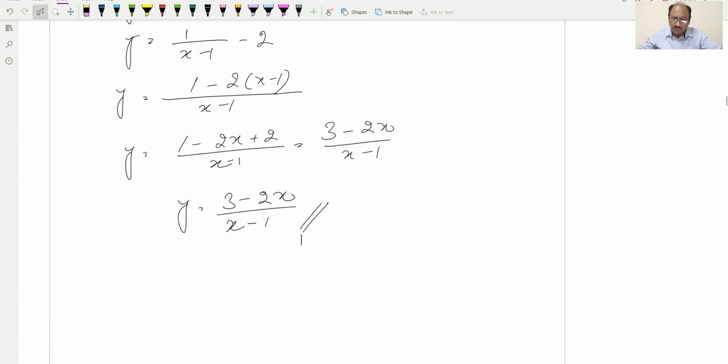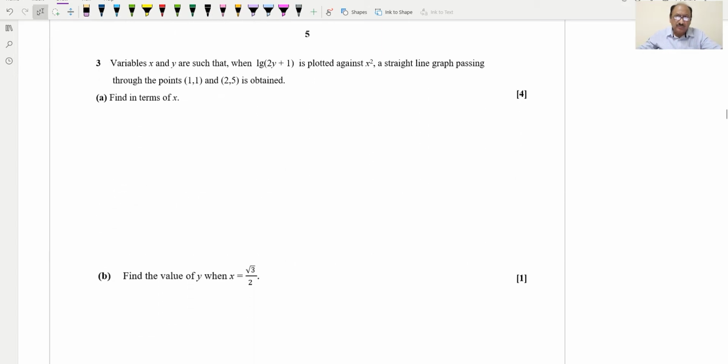Hopefully you understood this. Now here comes question number 3, and question number 3 says variables x and y are such that when log of 2x plus y is plotted against x square, a straight line graph passing through the points (1, 1) and (2, 5) is obtained, and we have to find y in terms of x. So we have to find y in terms of x.